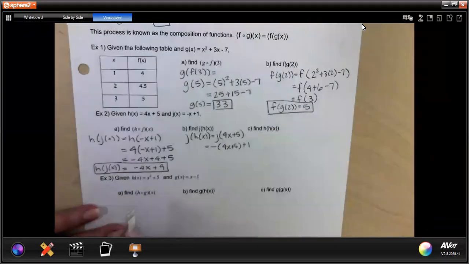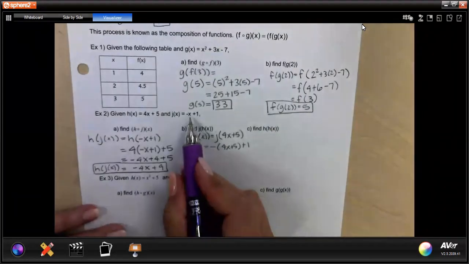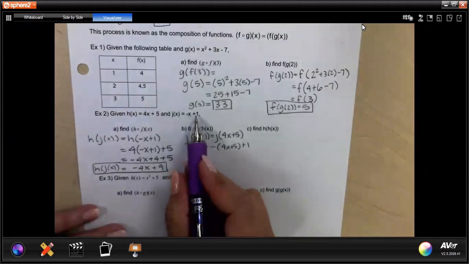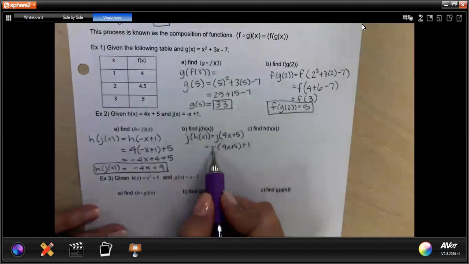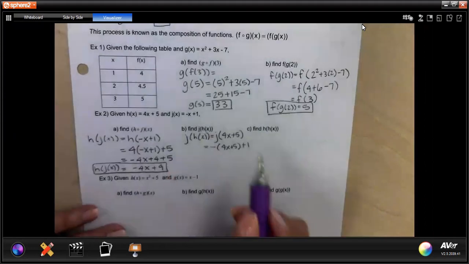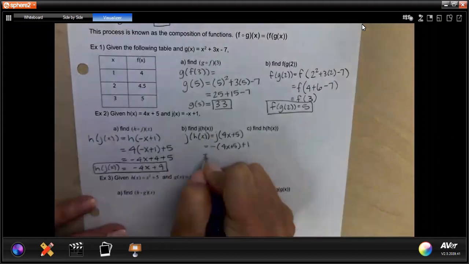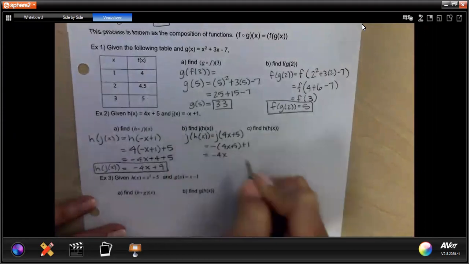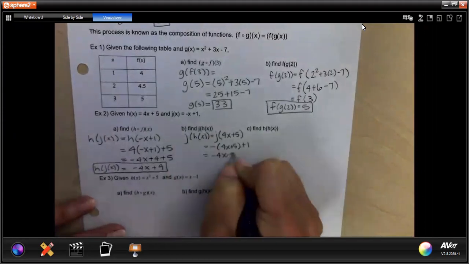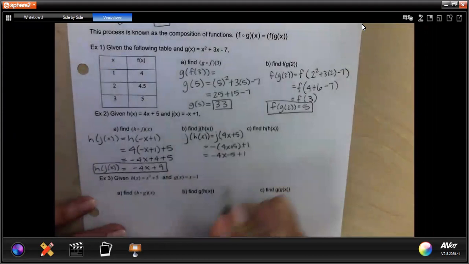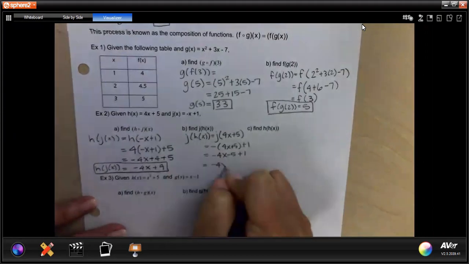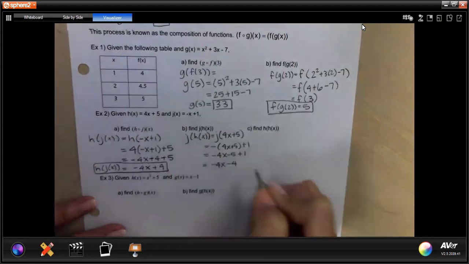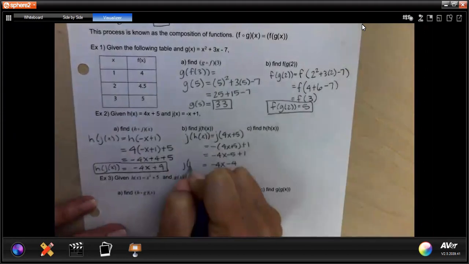I have replaced that x. Everything else in this equation stayed the same. So the negative is still in the front and the plus 1 is still at the end. So this is negative, my new x, plus 1. I distribute the negative and I get negative 4x minus 5 plus 1. And I combine my like terms and we get negative 4x minus 4. That is j of h of x.